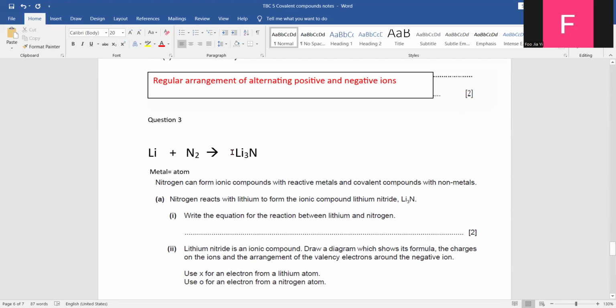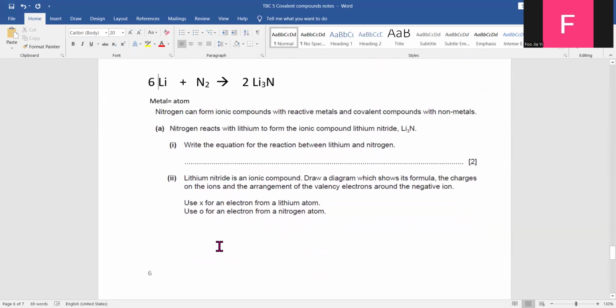Okay, now your equation is written, but it's still not balanced. So with N2, you want a balanced equation, you must put 2 in front here, and then here you must put 6. This is a balanced equation.